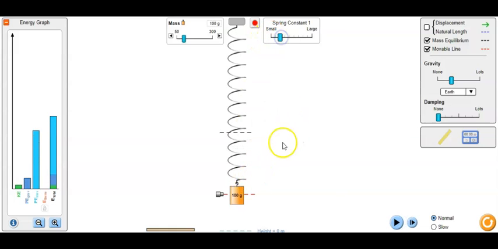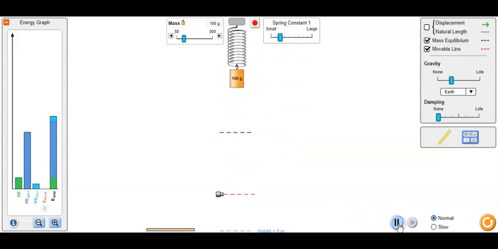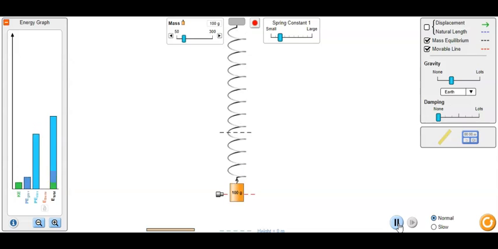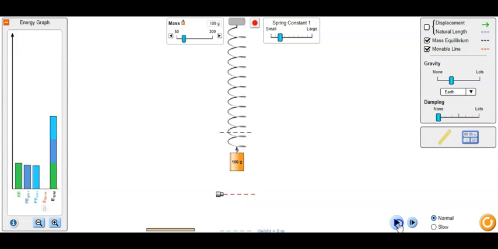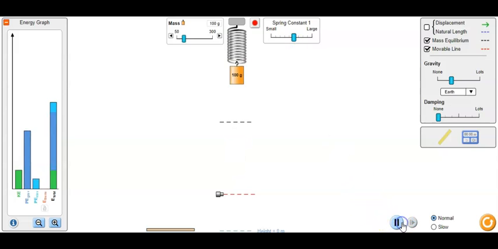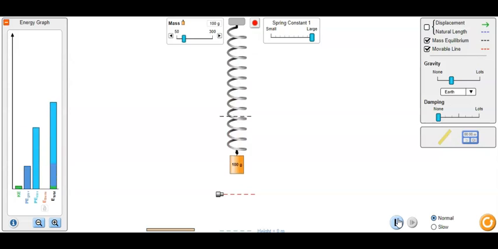We'll increase the spring constant. You could see the spring picture got thicker. We'll run it again. You could see that the oscillation is now faster. We will increase it again, and you can see that it is even faster. And finally, let's just make it as large as it can go, and you can see how quickly the oscillation goes.